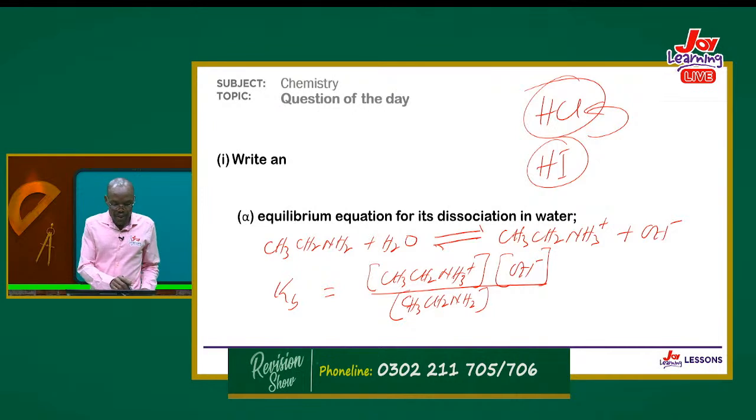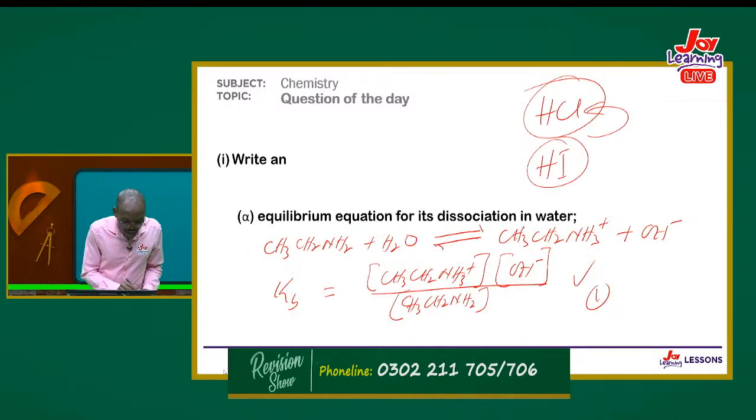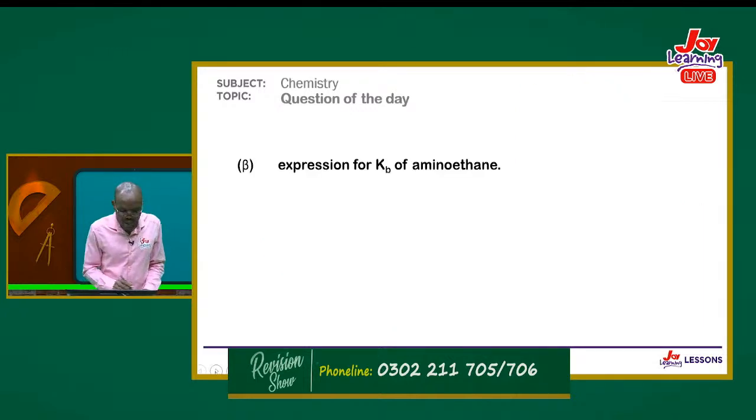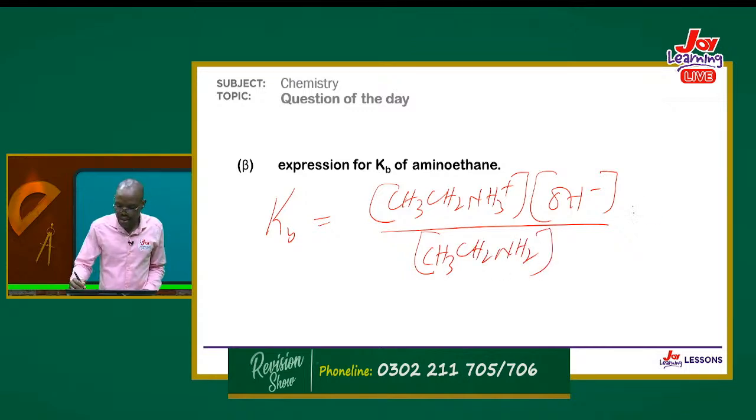Right, so this is the equilibrium equation for the dissociation in water. So if you write this one, that gives you 1 mark. Then the follow-up question. Okay, 2 marks there. So that is the dissociation. Then the follow-up question is the expression. So you just write the expression Kb equals the concentration of CH3CH2NH3+ times OH- concentration, all over the concentration of CH3CH2NH2. So that is the expression.